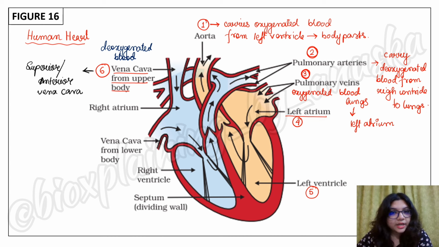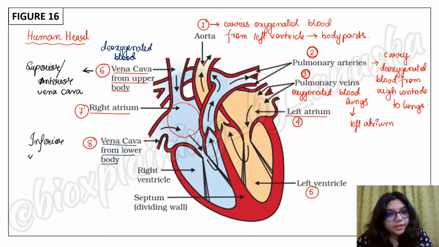Vena cava. Okay. Then part number 7 is the right atrium. The vena cava brings deoxygenated blood and puts it into the right atrium. Part 8, notice properly that this is the right atrium only, and part 8 is taking deoxygenated blood into the right atrium. So this is again the vena cava from the lower body. So this one is known as the inferior vena cava.